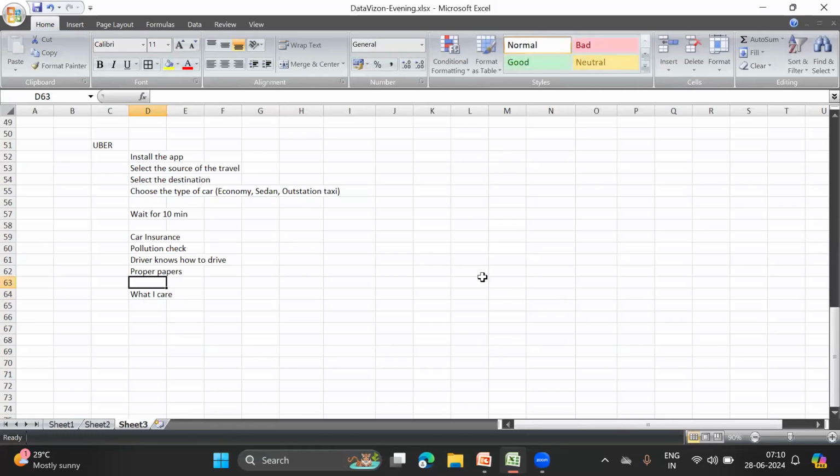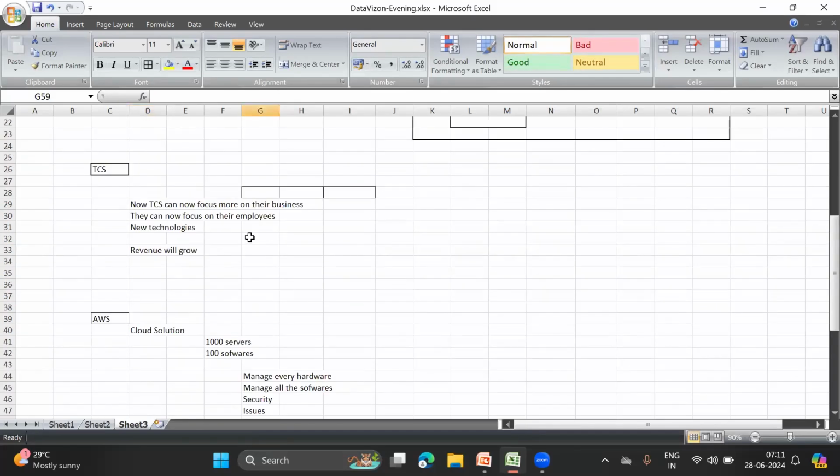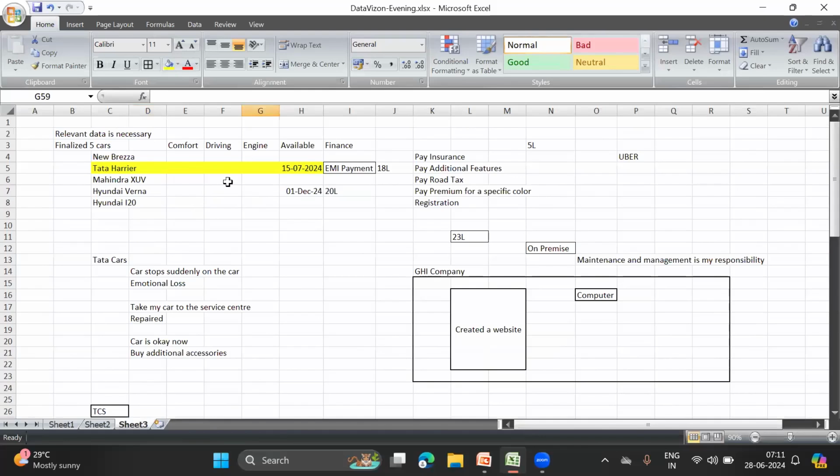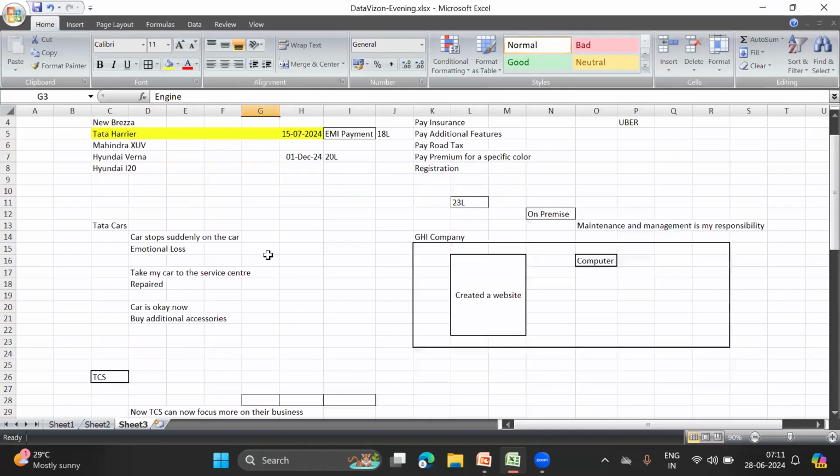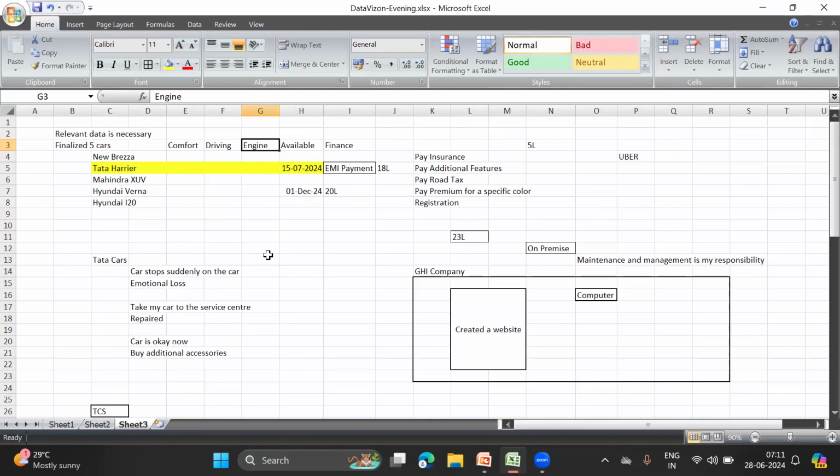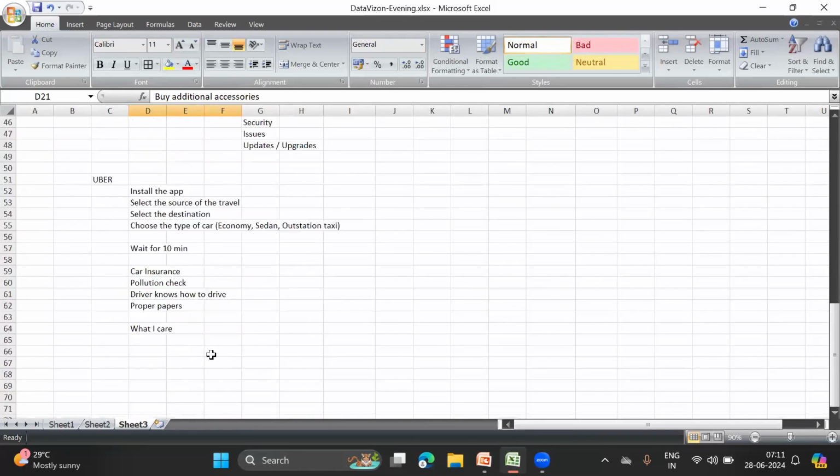Sorry. Before that, I also want to cover something. So now I am free of all these things. I do not have to worry about driving. I do not care about the engine, right? I don't care about whether it is V6, V8. I assume that the petrol is full in the car and it is available. I do not have to go through any finance option. I do not have to pay anything. I do not have any emotional loss. I do not have to go for repair. I do not have to buy any additional accessories. So you can see that all the headache is out of my mind.